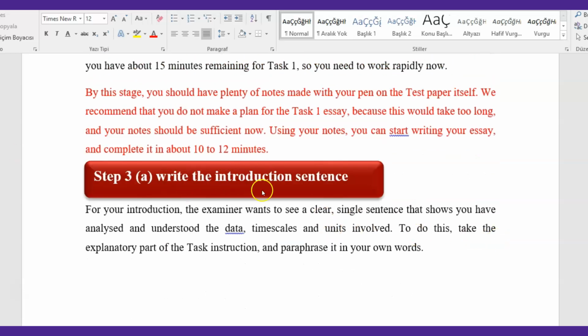How to write the introduction sentence. For your introduction, actually, the examiner wants to see a clear single sentence that shows you have analyzed and introduced the data, timescales, and units involved. To do this, take the explanatory part of the task instruction and paraphrase it in your own words.